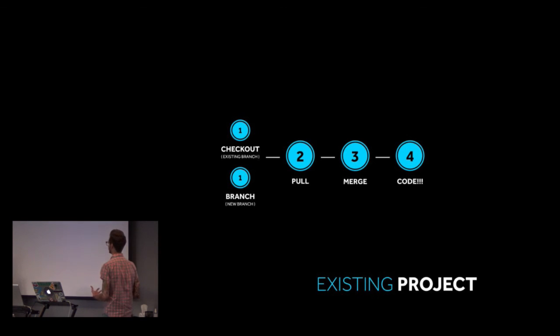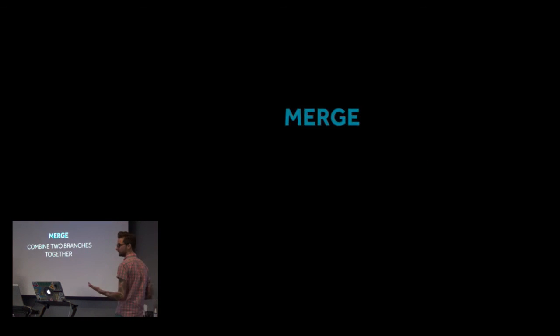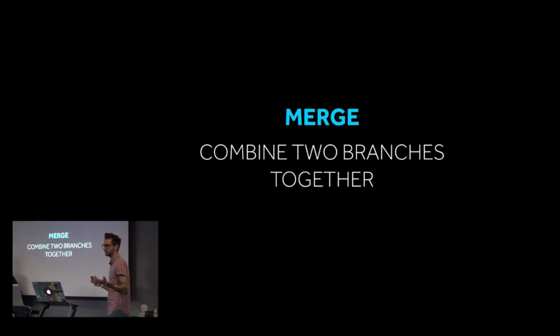So what a merge is, is just combining two branches together. That's as simple as it is. And this is part of the magic of Git. Everyone always says Git is magic. It's with the merges as well as the pulls. It does a lot of things for you.